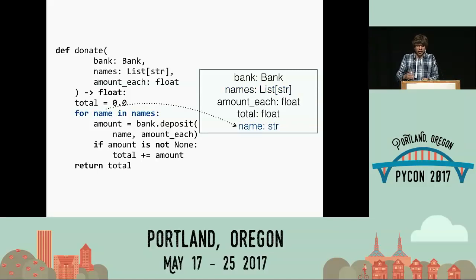It can see, okay, you're iterating over a list of strings, so the individual item is going to be a string, and we add that to the symbol table. So name is now a string.